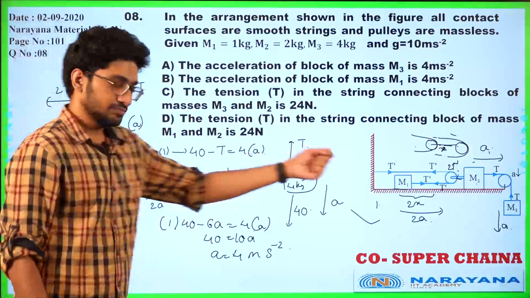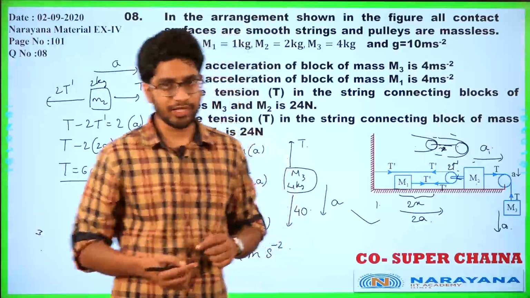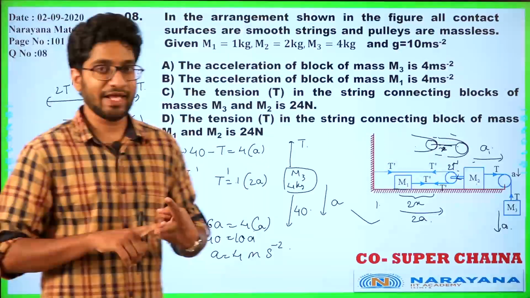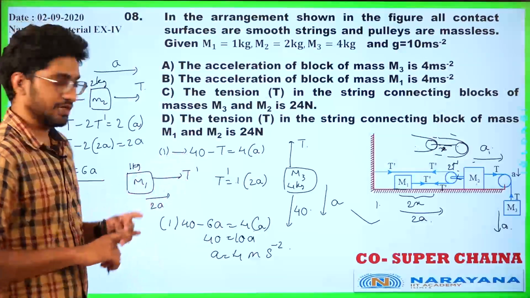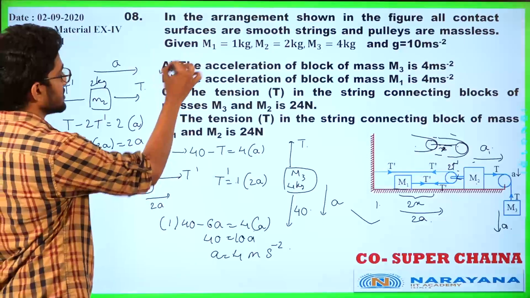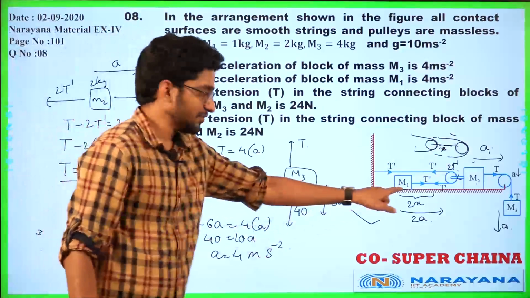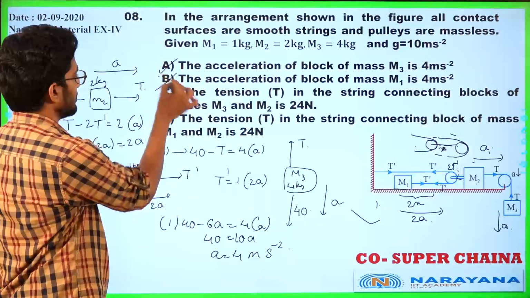A simple assumption of accelerations, finding the relation between them, and then free body diagrams. In all the Newton's laws we only have those two steps: finding the relation between accelerations and then drawing free body diagrams and writing the force equations. So I got the acceleration of mass M3 as 4, so this is a correct statement. And what would be the acceleration of mass M1? 2a, 2 into 4, 8. So this is not a correct option, this is a wrong option.